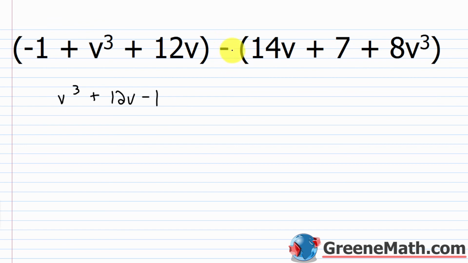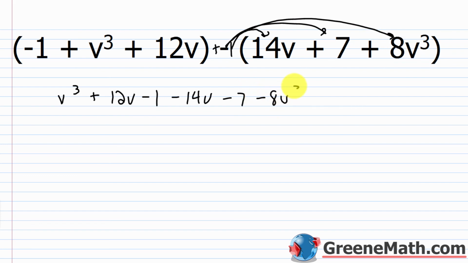So what I'm going to do is distribute. I'm going to put plus negative 1, and I'm just going to distribute the negative to each term inside the parentheses. So negative 1 times 14v is minus 14v. Negative 1 times 7 is minus 7. Negative 1 times 8v cubed is minus 8v cubed. Okay? So now, again, this first polynomial, I put it in standard form. So I'm just going to follow that format.